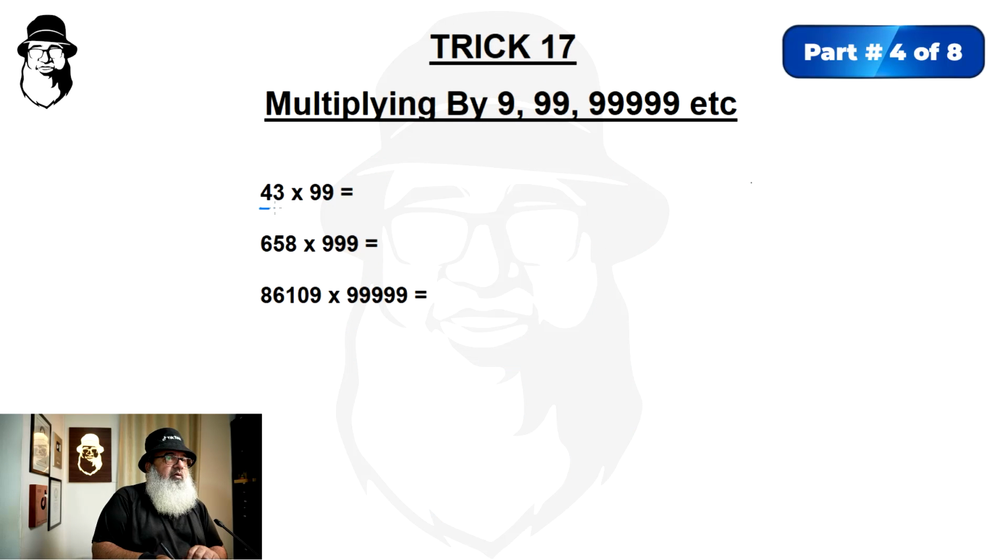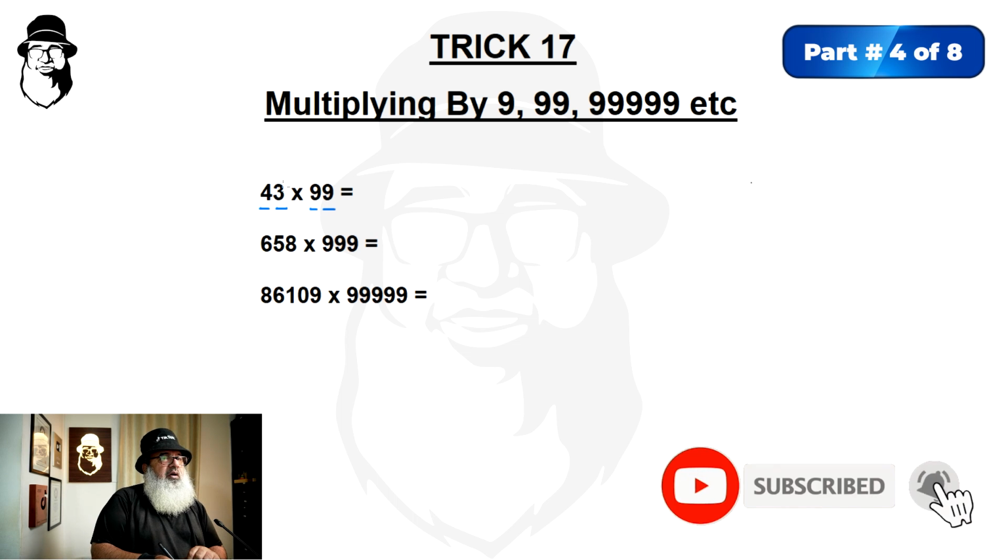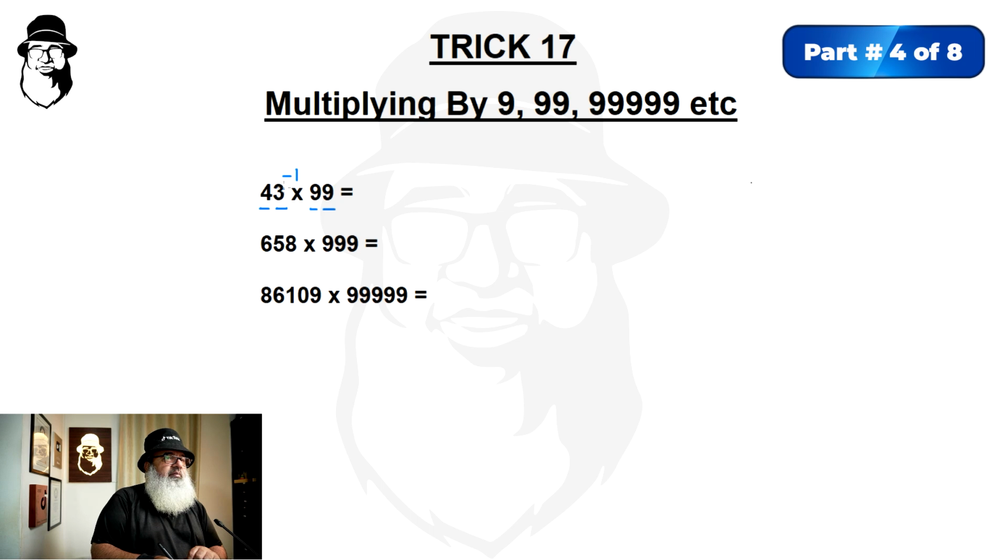We have 2 digits here and we have 2 nines here. So the first step is you subtract 1 from this number, right? That's the first part of the answer. It will become 42. And then the second part of the answer will come. Whatever the first part is, you subtract each digit from 9. 4 from 9 is 5, and 2 from 9 is 7, and that's our answer, 4257.